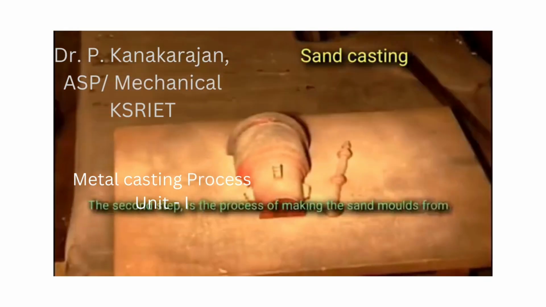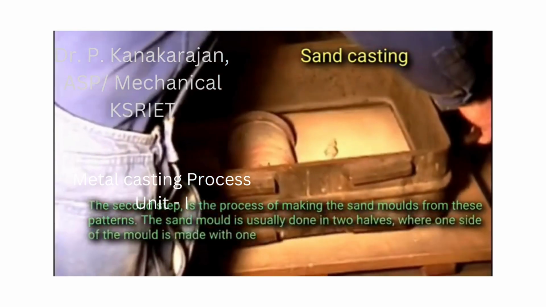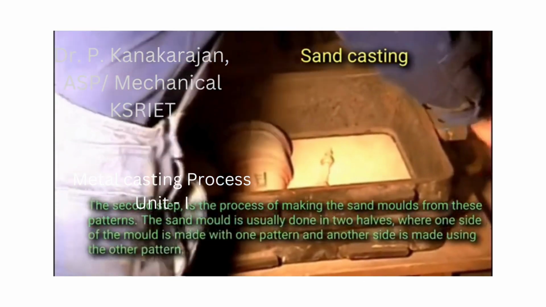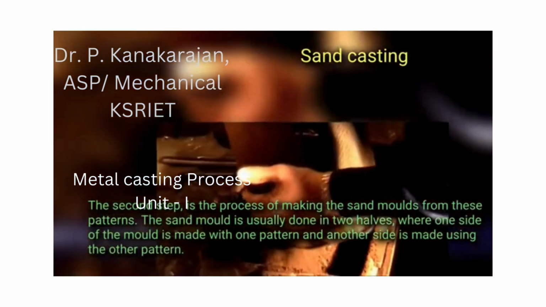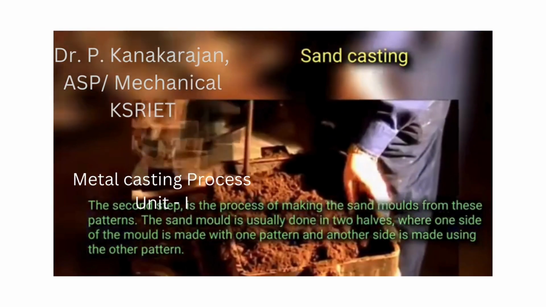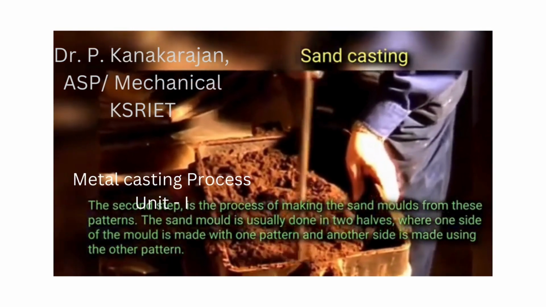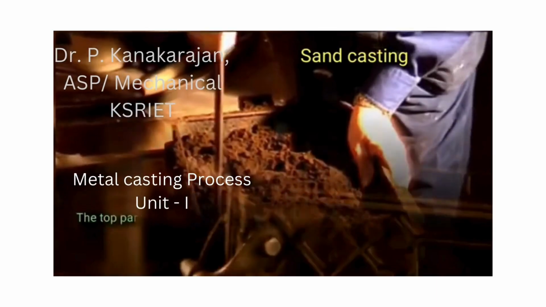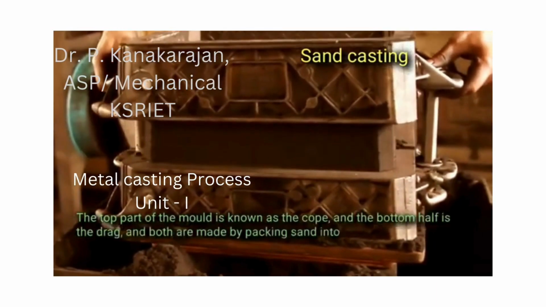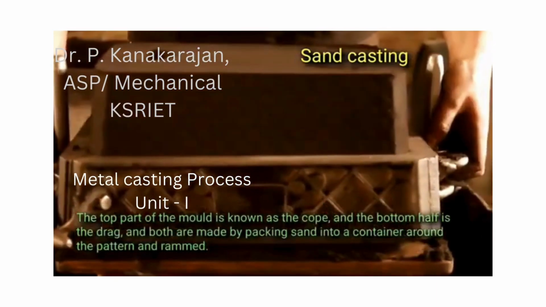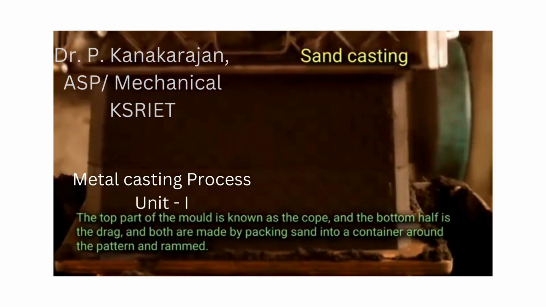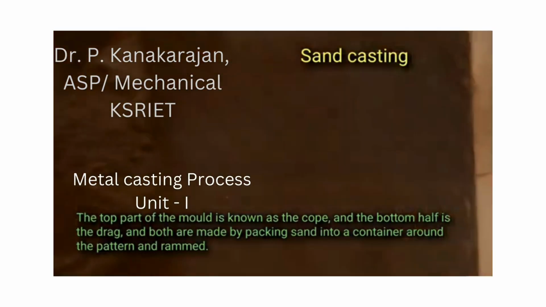The second step is the process of making the sand mold from this pattern. The sand mold is usually done in two halves, where one side of the mold is made with one pattern, and another side is made using the other pattern. The top part of the mold is known as the cope, and the bottom half is the drag. And both are made by packing sand into a container around the pattern and rammed.